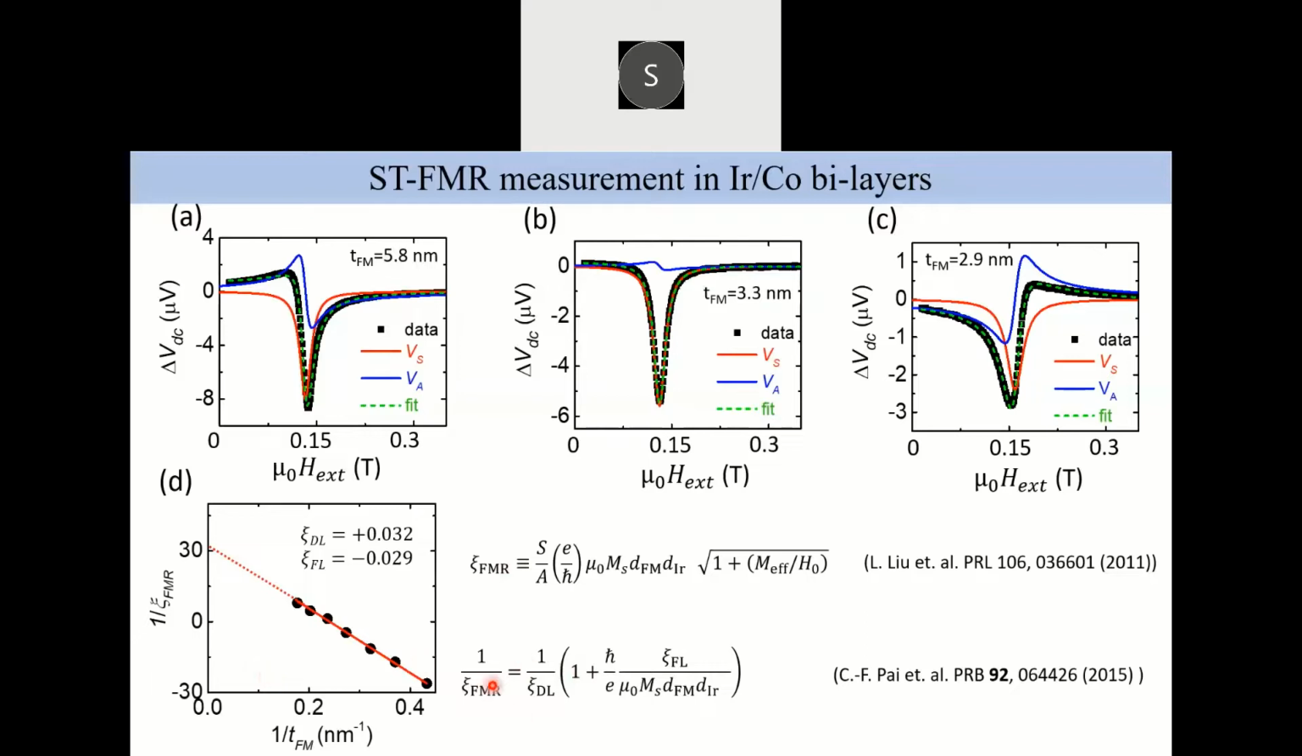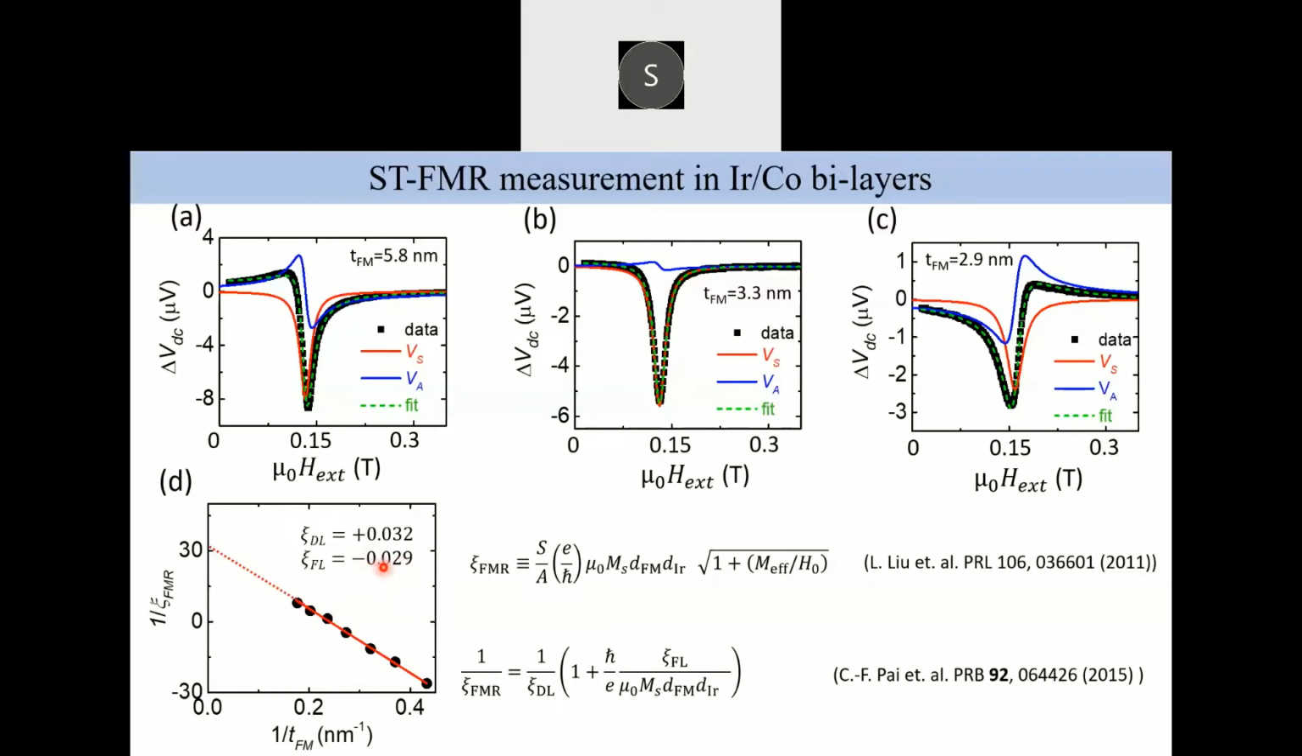And finally, after fitting this with the equation, we obtain this positive value of damping-like efficiency and this negative value of field-like efficiency, which implies it is opposite to the Oersted field. And the interesting fact here is that we can see the damping-like and field-like torque efficiencies are almost in the same order, which is really surprising, because earlier the damping-like efficiency was much greater than the field-like efficiency. So this is a quite surprising result.